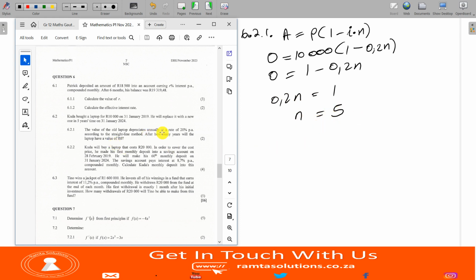So how long will it take for this laptop to have a value of 0 rands? It will take 5 years. Therefore, it will take 5 years.